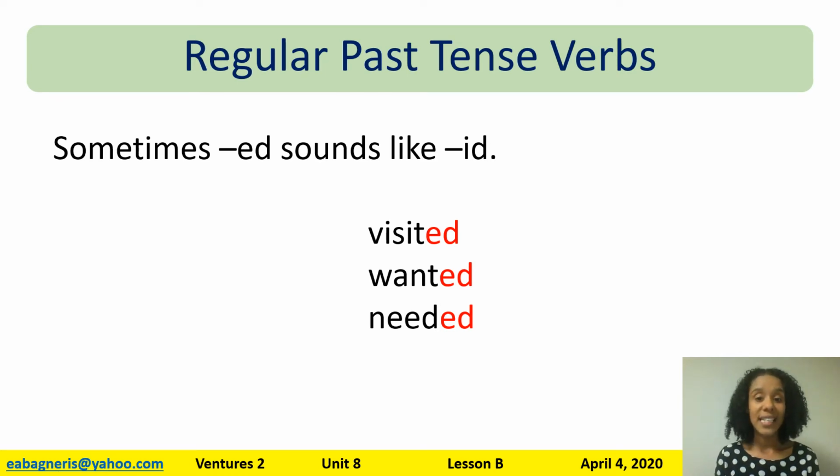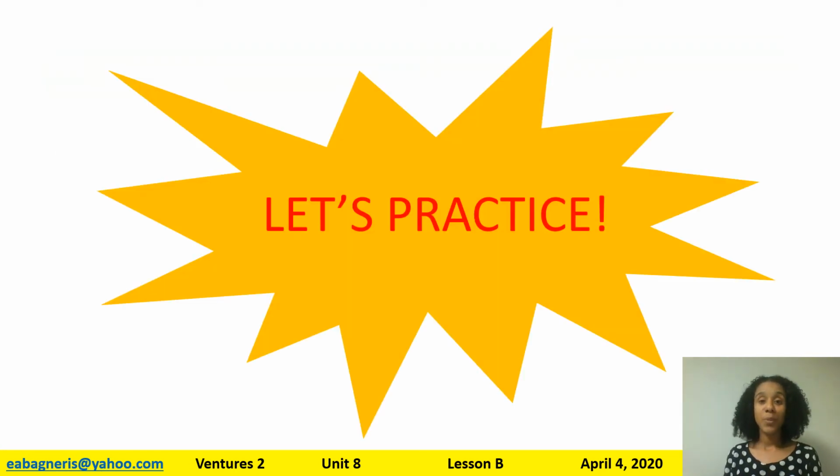Sometimes ed sounds like id. Let's look at some examples. Say them with me. Visited, visited. Wanted, wanted. Needed, needed. At the ends of these words, you hear an id at the end. So past tense verbs can make 3 different sounds. Now let's practice these 3 different sounds by playing a game.